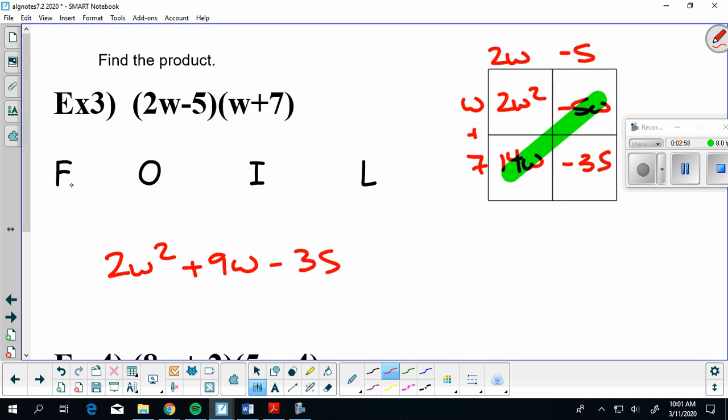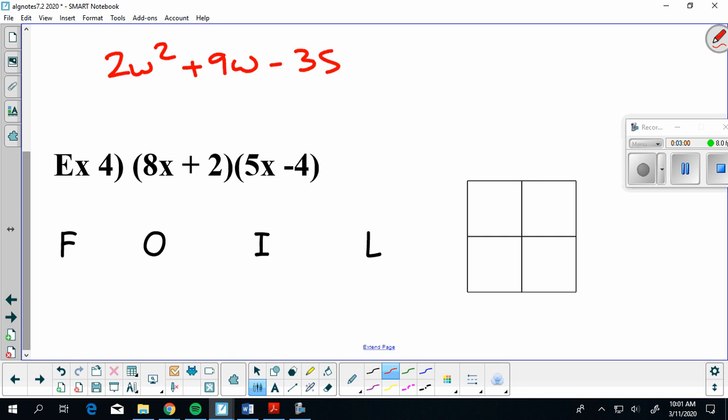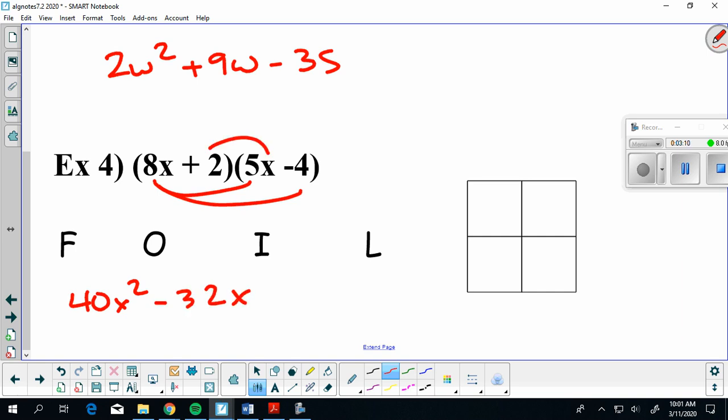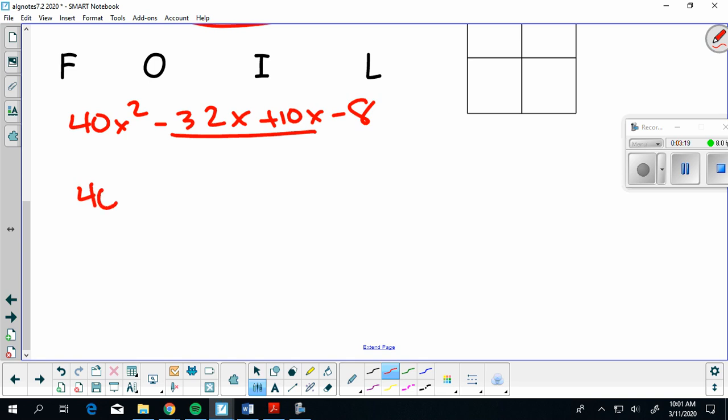And I could have also used the FOIL method there. So here I'll use the FOIL method. 8x times 4x is 40x squared. 8x times -4 is -32x. 2 times 5x is positive 10x. And 2 times -4 is -8. Combining the middle because they're like, 40x squared minus 22x minus 8 is my answer.